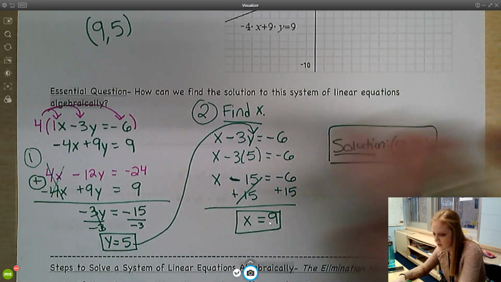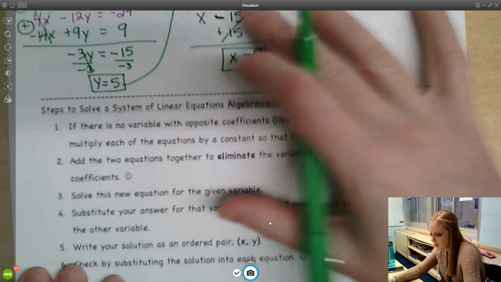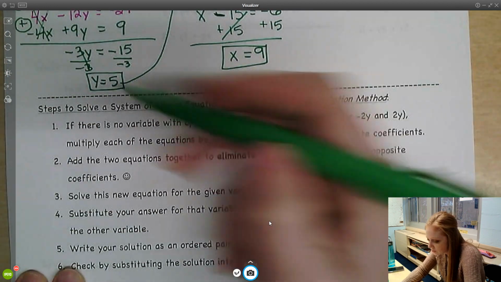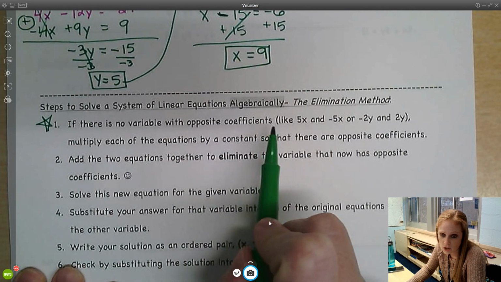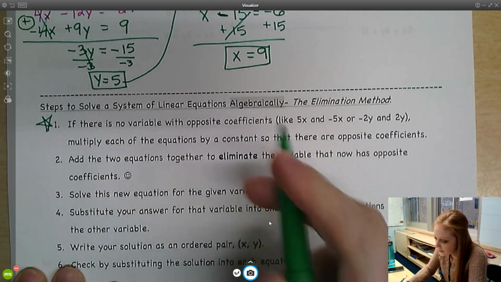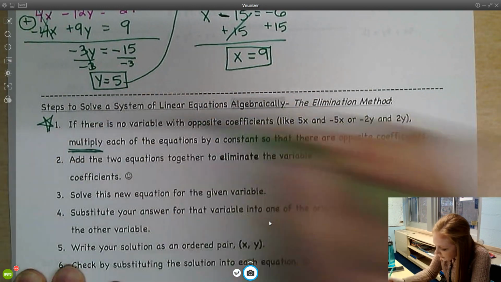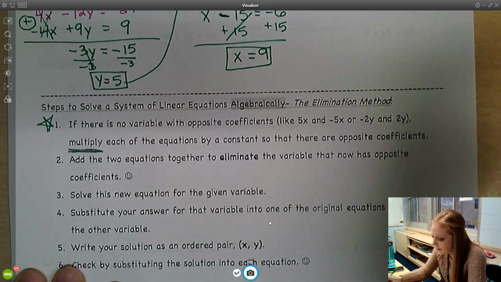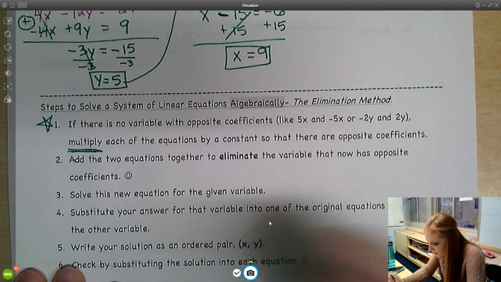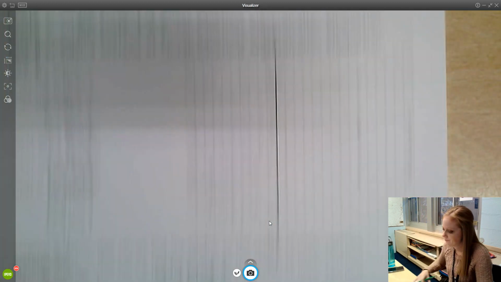This was using elimination. Okay, so these are the same steps as the last lesson. We just have one extra step at the beginning. If there are no variables with opposite coefficients, no additive inverses, then you can multiply each of the equations by a constant so that there are opposite coefficients. Then you add them together, you solve, you plug back in, and you get your solution.